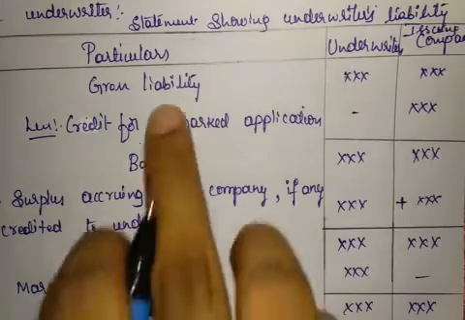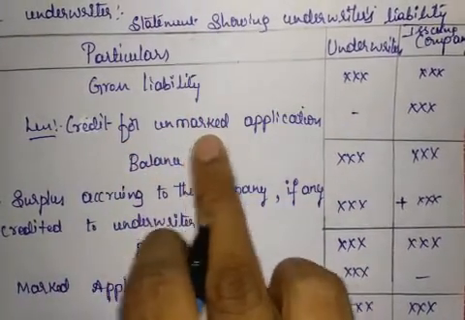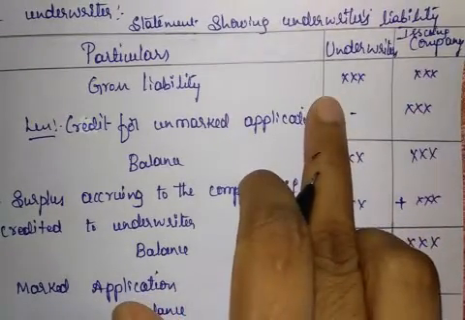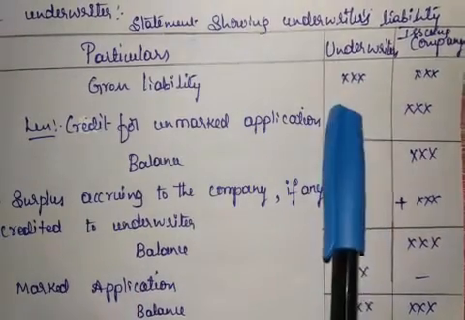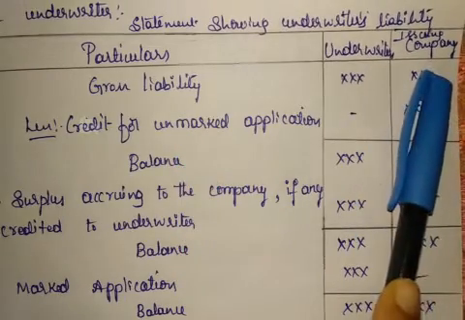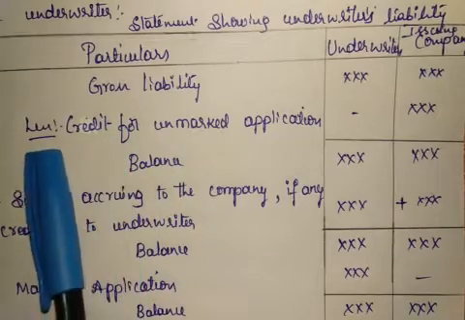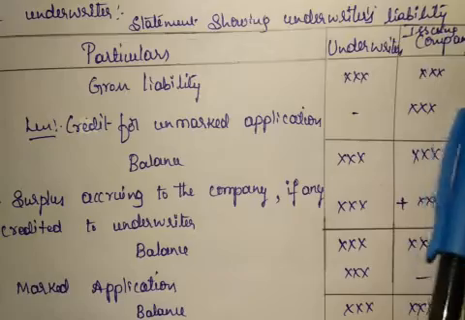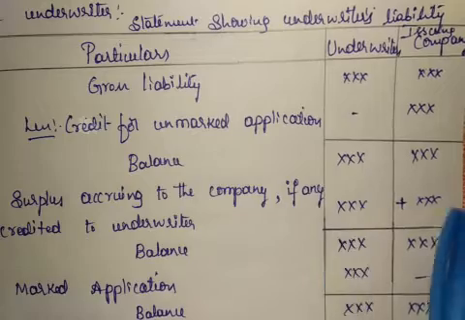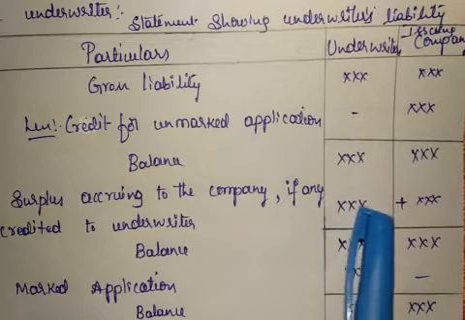Here is the format. First we have to take gross liability. Then from that we have to give credit of unmarked applications to the issuing company, because underwriting is for part of the issue. The unmarked applications become the marked applications for the company, and the company will be the underwriter for that. For that purpose, we have to give the credit of unmarked applications to the company. Then if the company is getting a surplus, that surplus we have to credit to the account of the underwriters in order to reduce their liability.